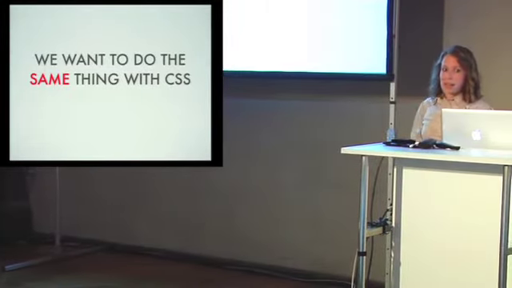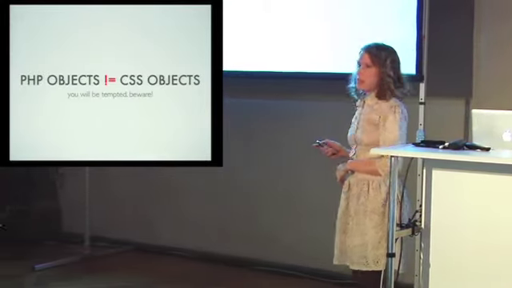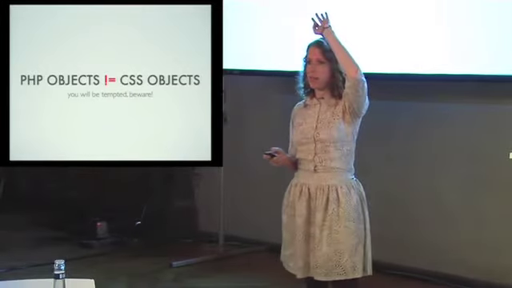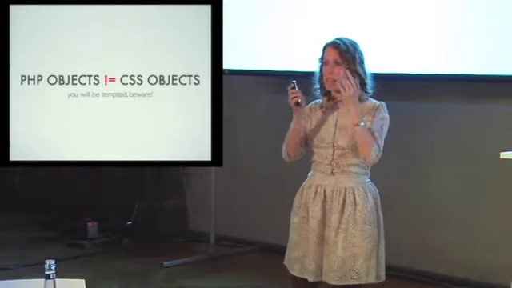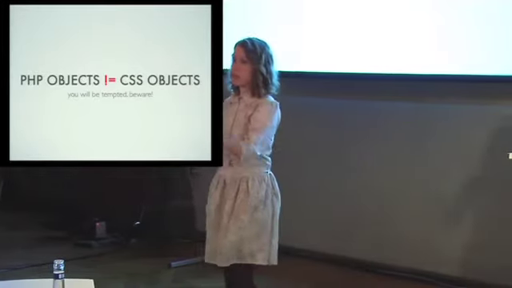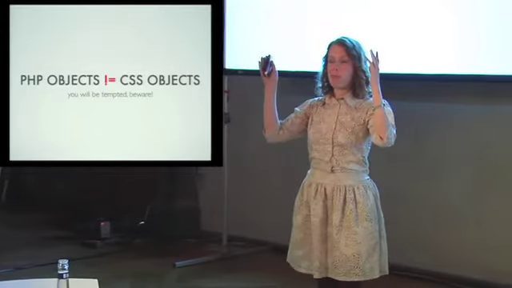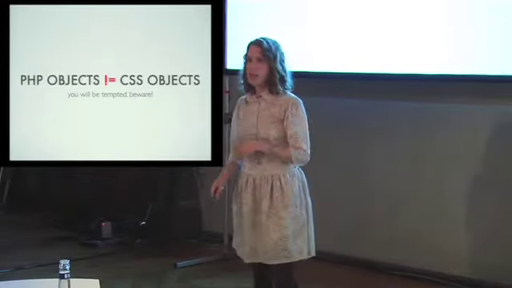So we want to do exactly the same thing with CSS. You are going to be tempted. How many people do back-end code as well as JavaScript and front-end stuff? Okay. You especially are going to absolutely be tempted to have PHP objects have a one-to-one correlation with CSS objects. And you're going to want to say, you know, pound my really fancy feature and then all the CSS that goes with it. Don't do it.